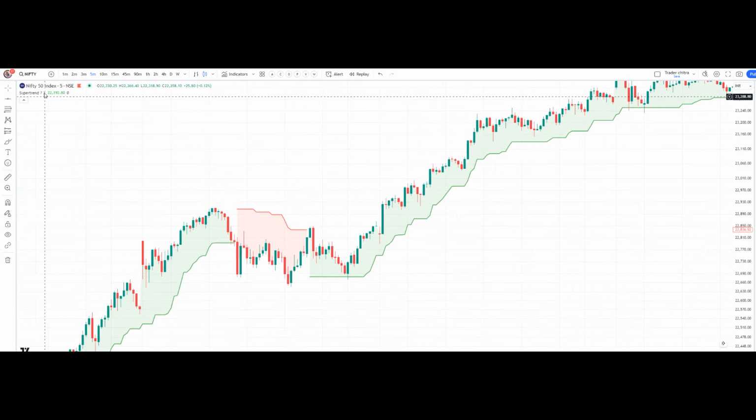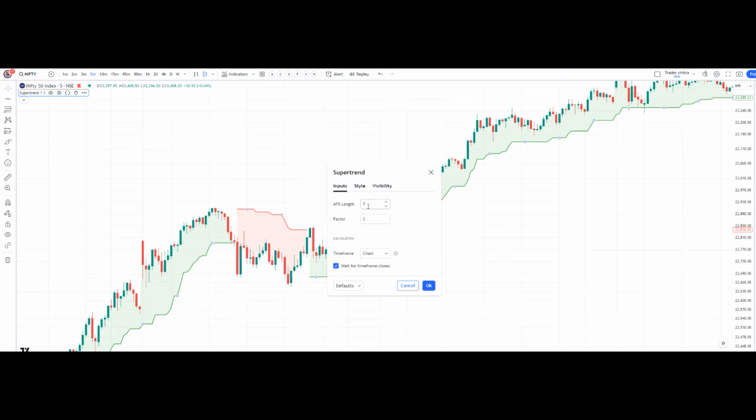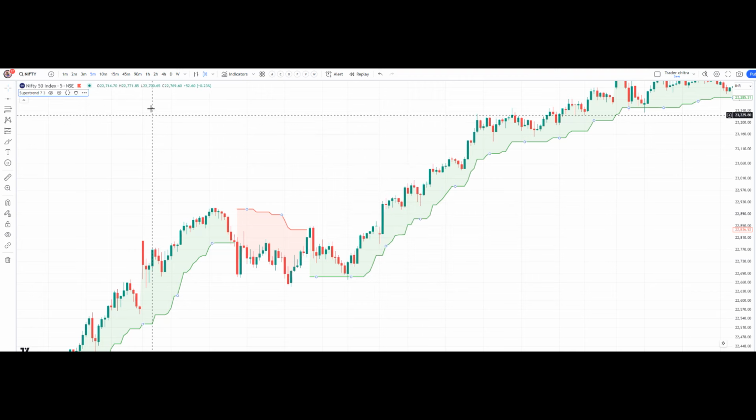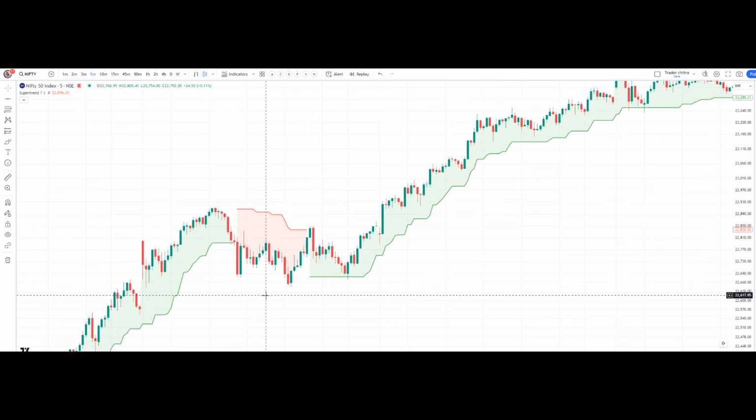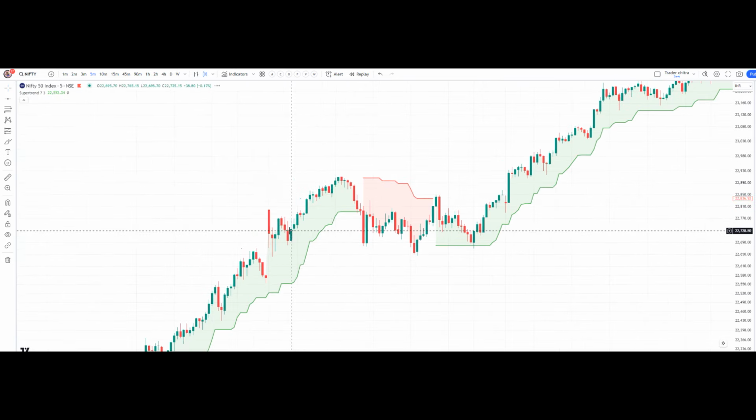This is the Nifty 5 minutes time frame. Here the super trend ATR length is 7 and factor is 3. So we are going to use the ATR length as 7 and factor as 3, for the same 5 minutes time frame. All right. So here we can see this particular example.